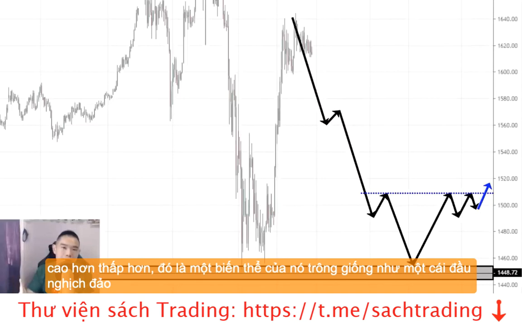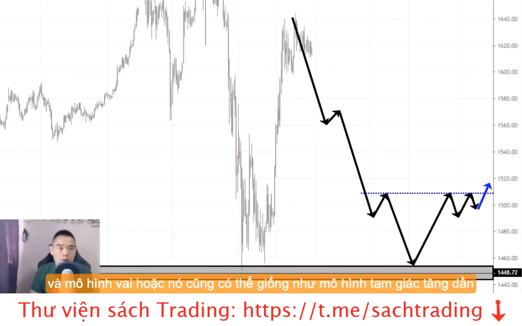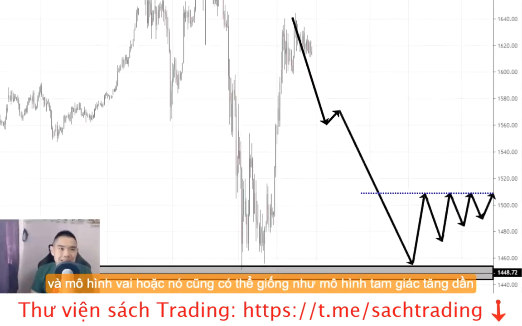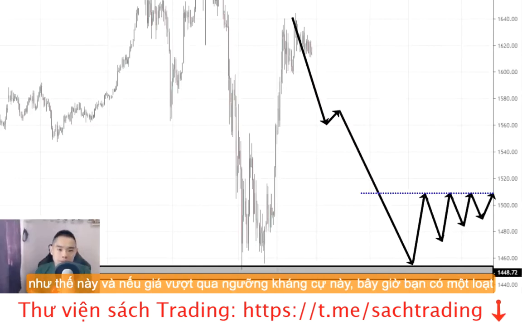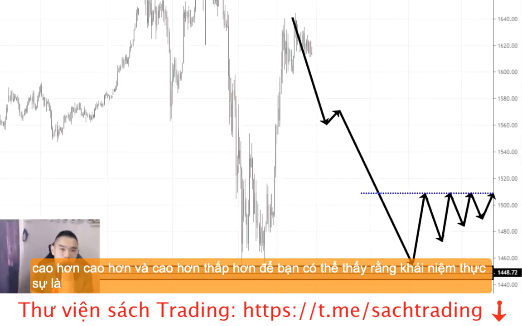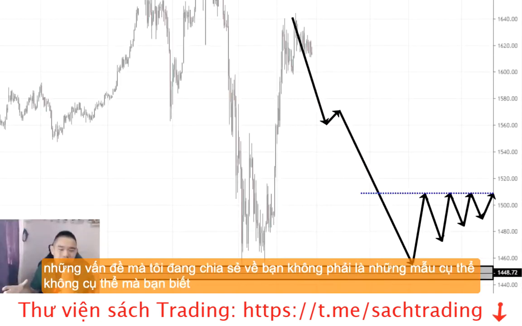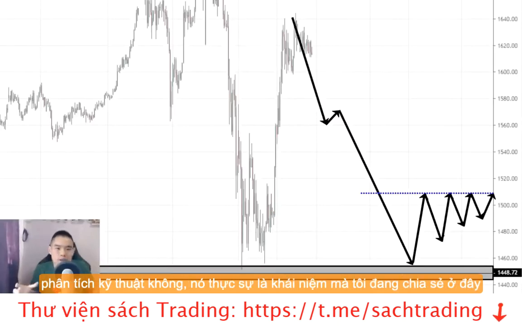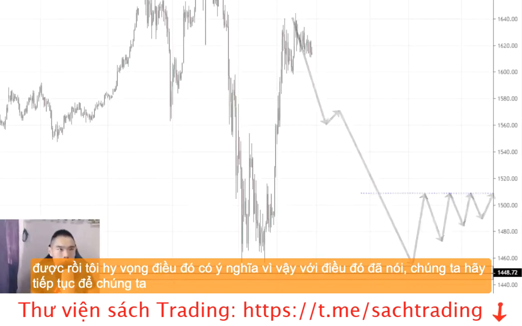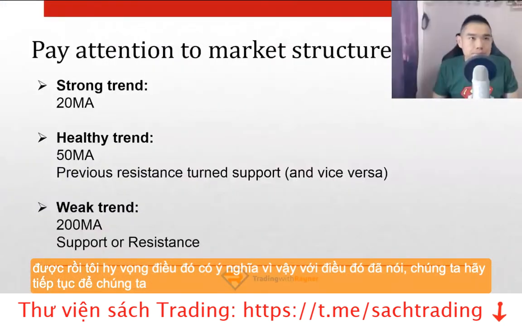Looking something like an inverse head and shoulders pattern. Or it could also be an ascending triangle pattern like this. If the price breaks above this resistance, now you have a series of higher highs and higher lows. So you can see that really the concept is what matters that I'm sharing over here. Not specific patterns, not specific technical analysis. It's really the concept that I'm sharing over here. Okay, I hope that makes sense. So with that said, let's move on.